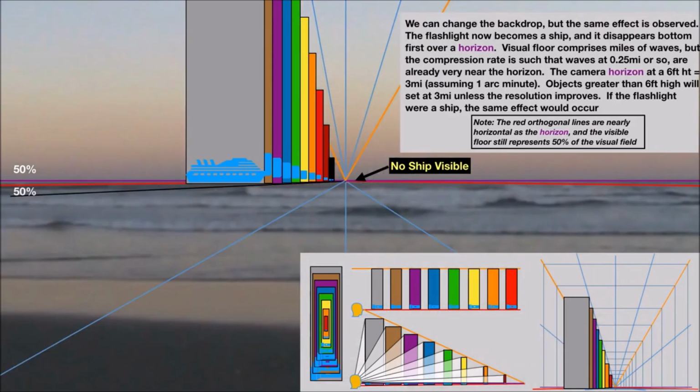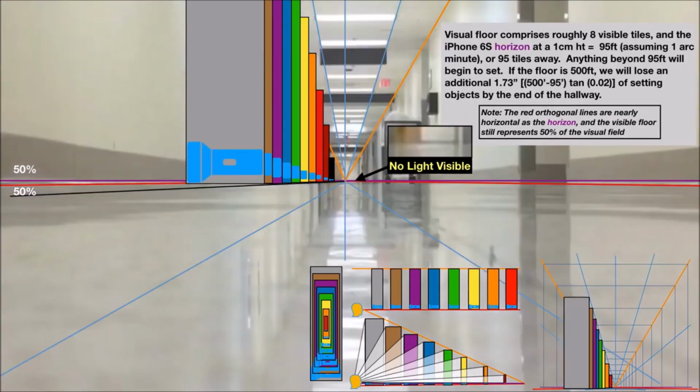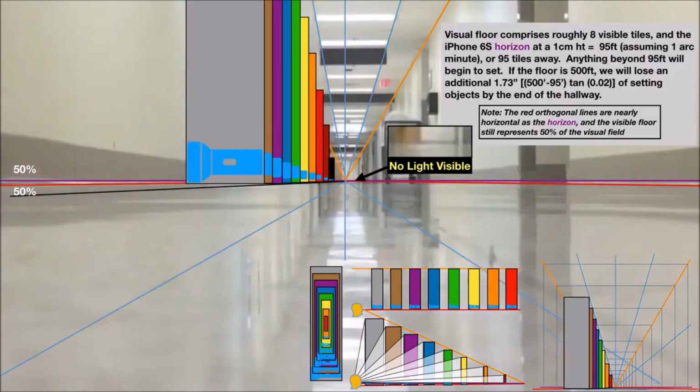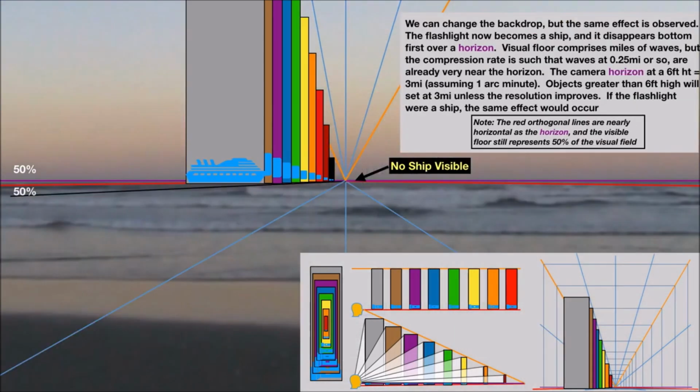So if we go from a hallway into an outdoor setting and we just change our horizon distance, there's no reason why this isn't a different aspect of perspective. It's the same exact thing. We're just outdoors. And instead of looking at a flashlight, we are now looking at a cruise ship or a boat or something else going over what we believe is a physical horizon, but is nothing more than an apparent position of our vision and how our vision works along flat surfaces.